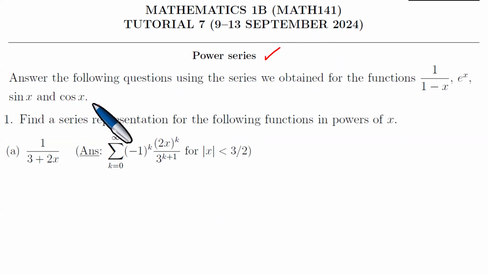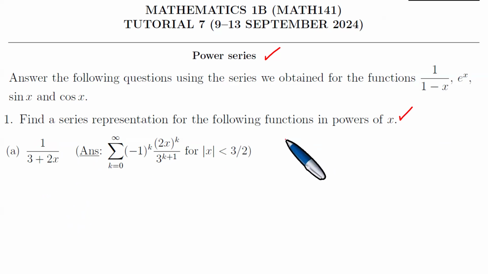You need to answer the following questions using the series we obtained for the functions 1 over 1 minus x, e to the power x, the exponential function, the trigonometric sine of x, and the trigonometric cosine of x. Find a series representation for the following functions in powers of x. So now we want to find this one over here.